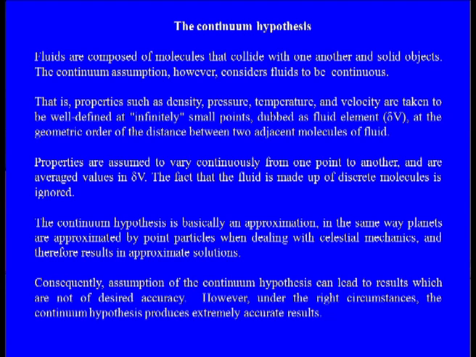The continuum hypothesis is basically an approximation. In analogy, the planets are approximated by point masses, or point particles, when dealing with celestial mechanics, and therefore this results in approximate solutions. Consequently, assumptions of the continuum hypothesis can lead to results which are not of the desired accuracy. However, under the right circumstances, the continuum hypothesis produces extremely accurate results.